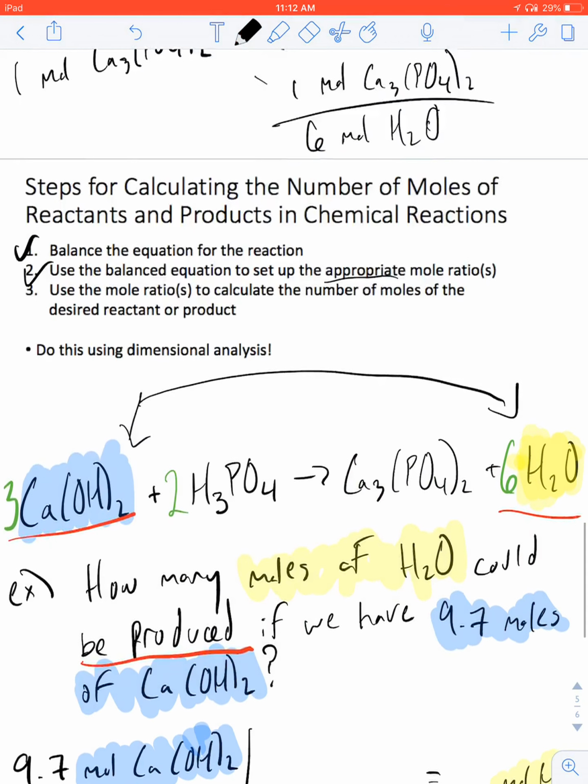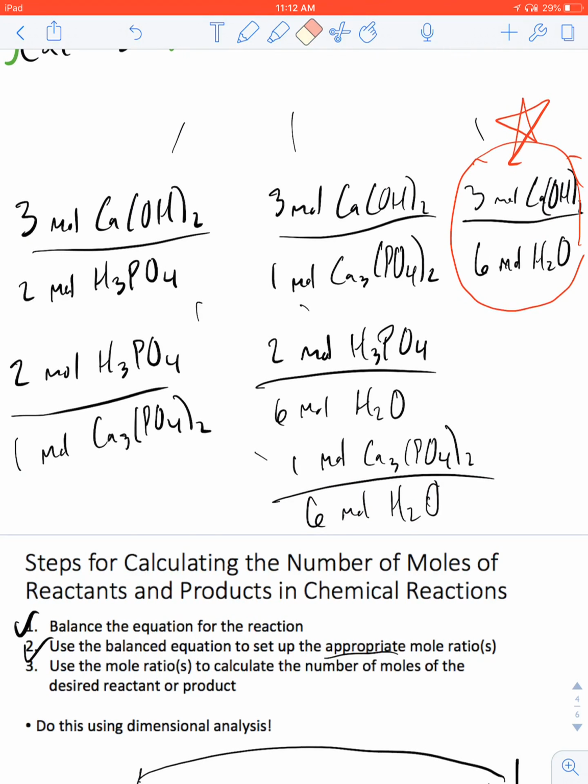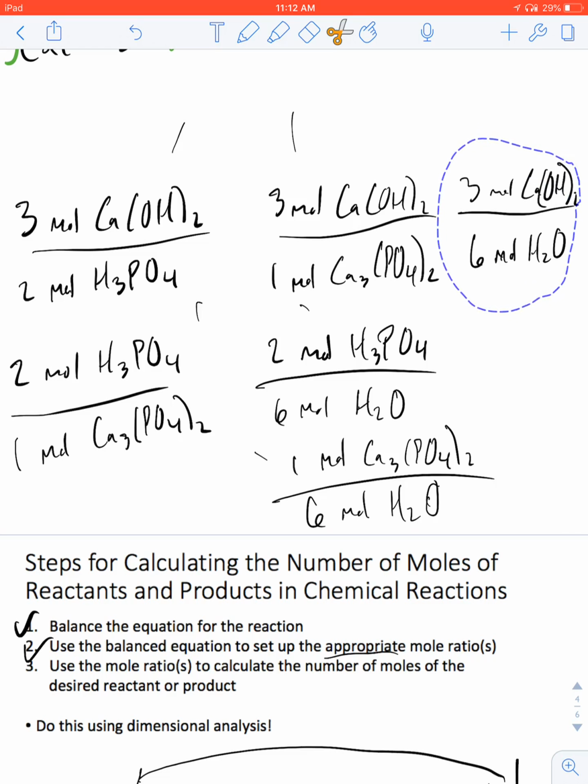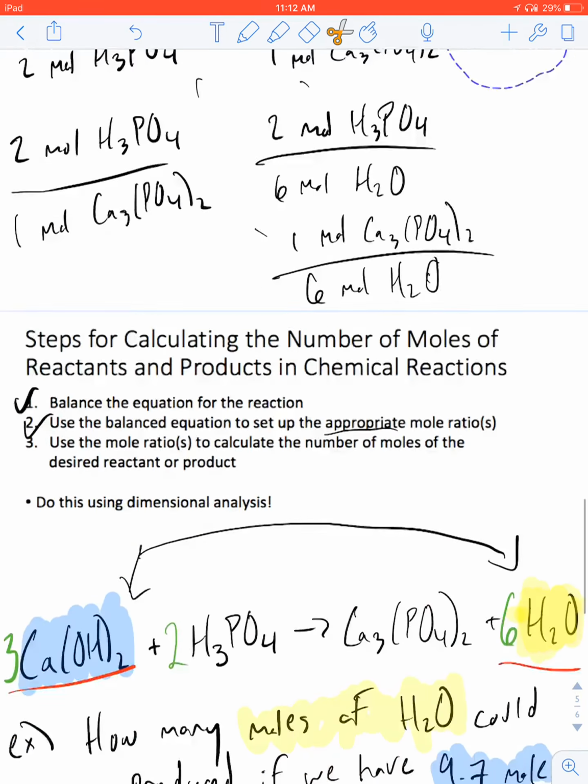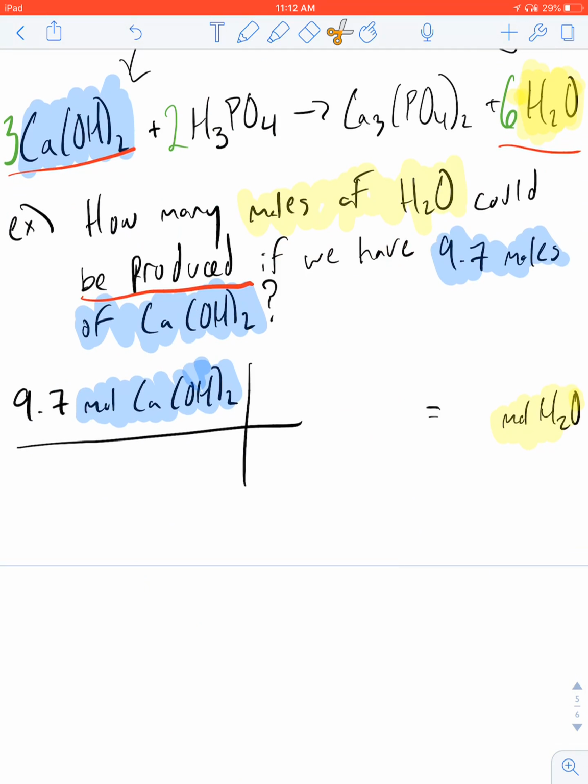All right, so like we said, we have this mole ratio right here. And what I'll do is I'll copy this over for us to use. Copy and paste it. All right, so there is our mole ratio that we're going to use, keeping our highlighting and color coding nice.